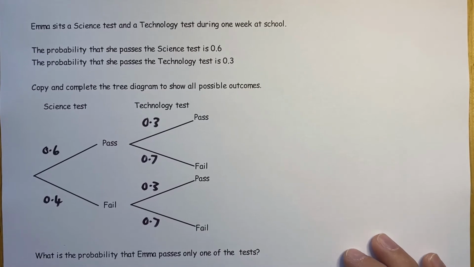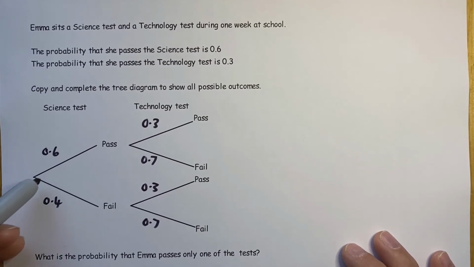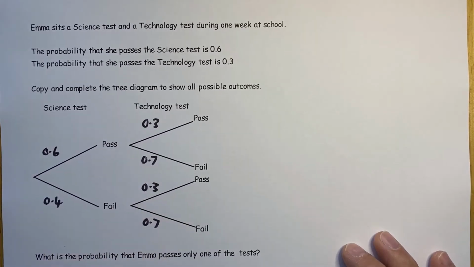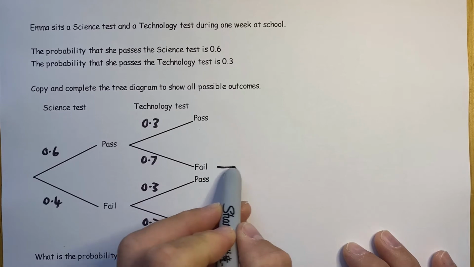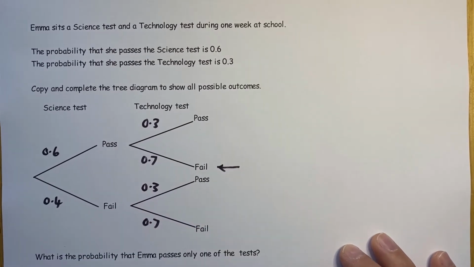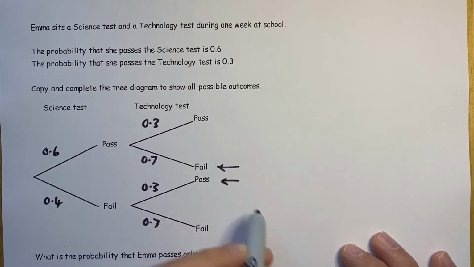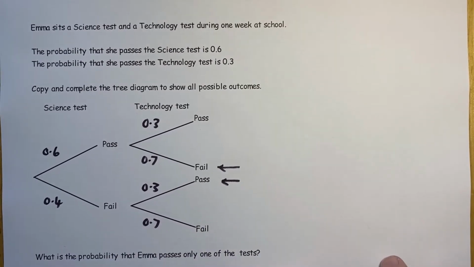What is the probability that Emma passes only one of these tests? Now this is a bit more challenging than the last example, because there's more than one option. She could have passed a science test, but then failed her technology test. That's passing one of them. Alternatively, she could have failed the science test, but then passed the technology test. So that's the other outcome. Let's take each one separately.